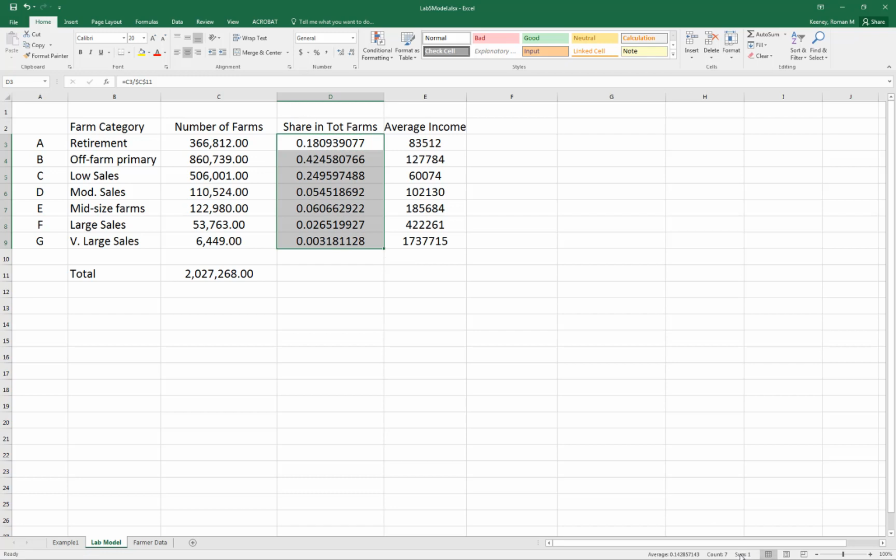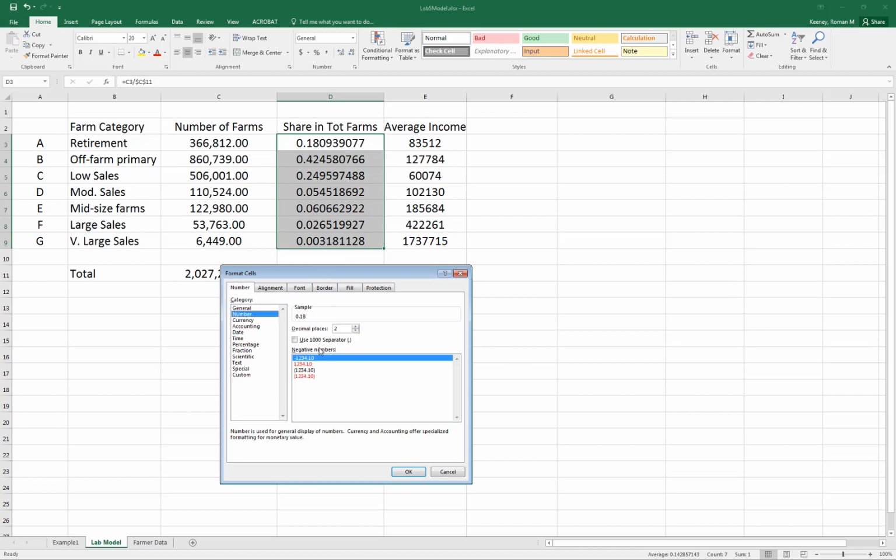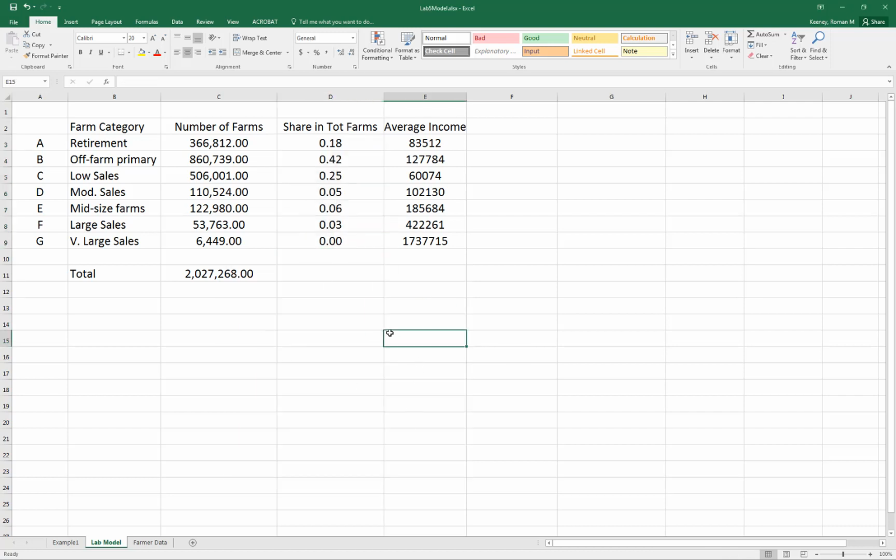This is all highlighted, and if you look way down here on the right of your spreadsheet, it'll always tell you the sum of the values in the highlight is 1, and that's exactly what we need anytime we're calculating shares. I want to format this for 2 decimal places. That's all I want to see. And now we have share in total farms, which is a value we needed.